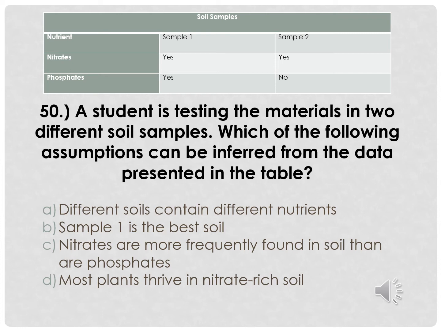And option D, most plants thrive in nitrate-rich soil, is not correct because we are not looking at any sort of plants here, just soil samples. So answer A, different soils contain different nutrients, is an assumption that can be inferred from the data that we are presented with. So A is our answer.